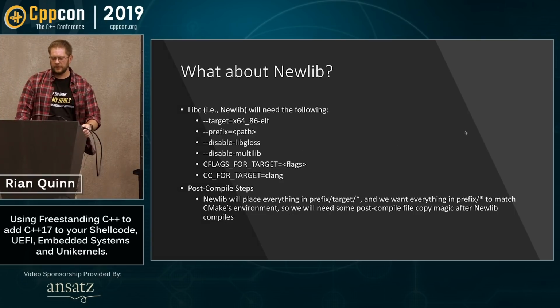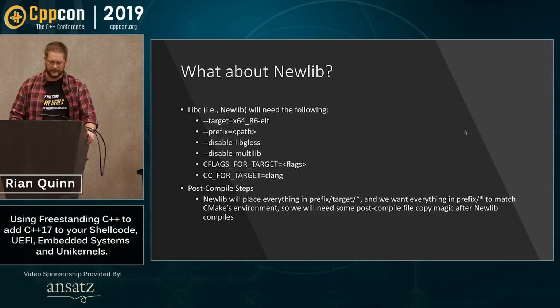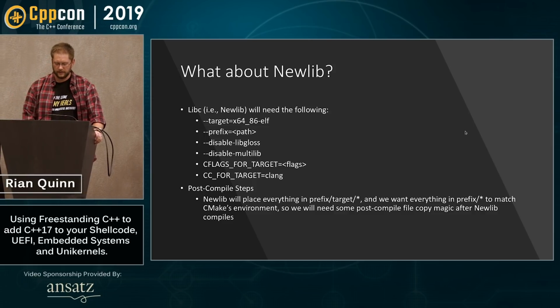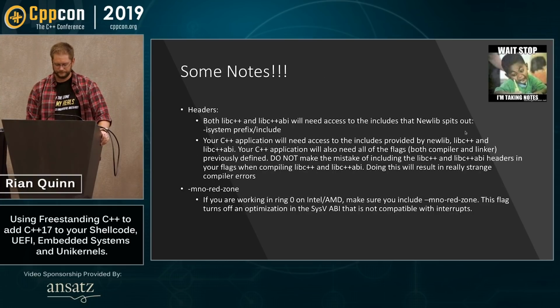All right, so what about Newlib? Newlib itself isn't a big deal to compile anymore. You will want to turn off libgloss. Libgloss within Newlib is the library that adds hosted support, and since we're in a freestanding environment, you don't need it. Same with multilib, that just prevents Newlib from compiling a bunch of stuff you're not going to use. And we're going to obviously tell it Clang. All the flags that we provided before go to Newlib as well.